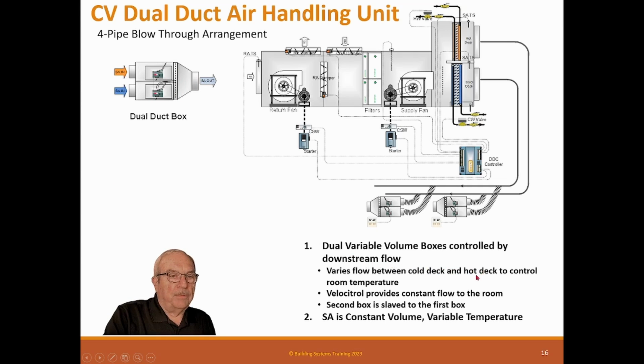So the dual variable volume box controlled by downstream flow varies the flow between cold deck and hot deck to control room temperature. The Velocitrol provides constant flow to the room. Second box is slave to the first box, and normally the heating box is slave to the cooling box, unless this is in a very cold place, so the heating is going to be the dominant system. Supply air is constant volume, variable temperature. So basically, to the room is constant volume, variable temperature, whereas this system is constant volume also. Actually, the flows down these ducts are variable volume, but don't confuse it. This is constant volume. This is constant volume.